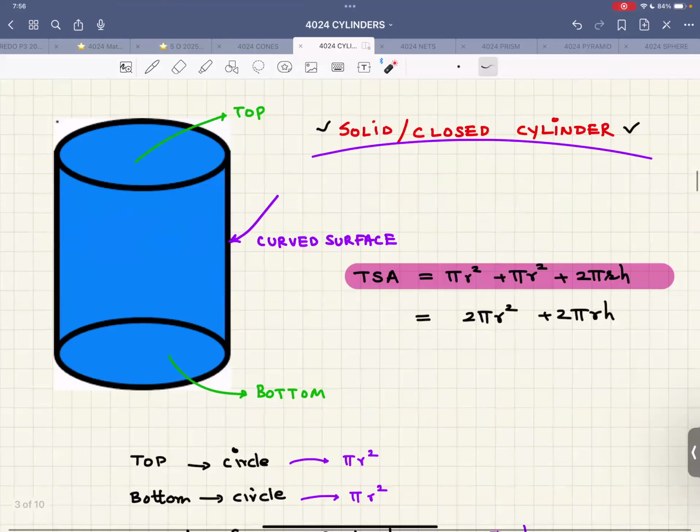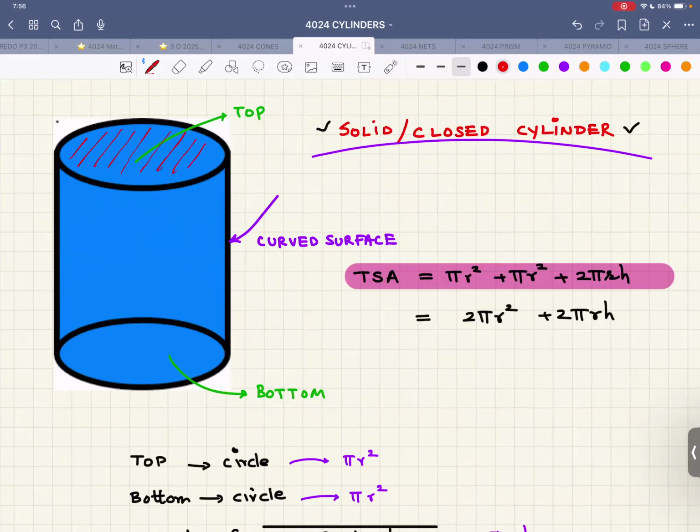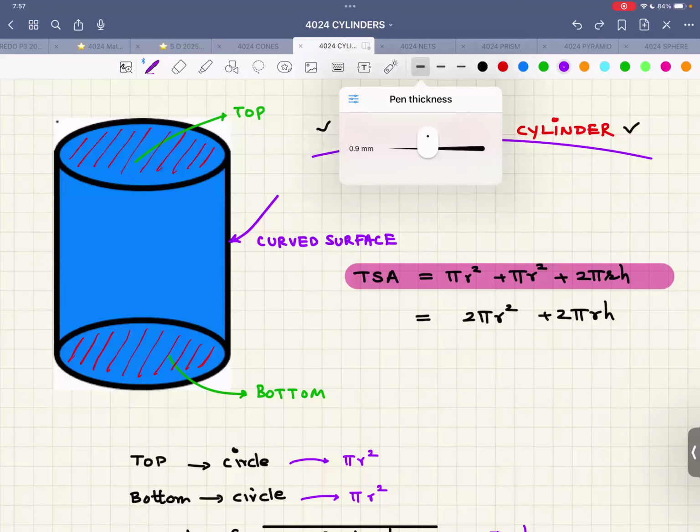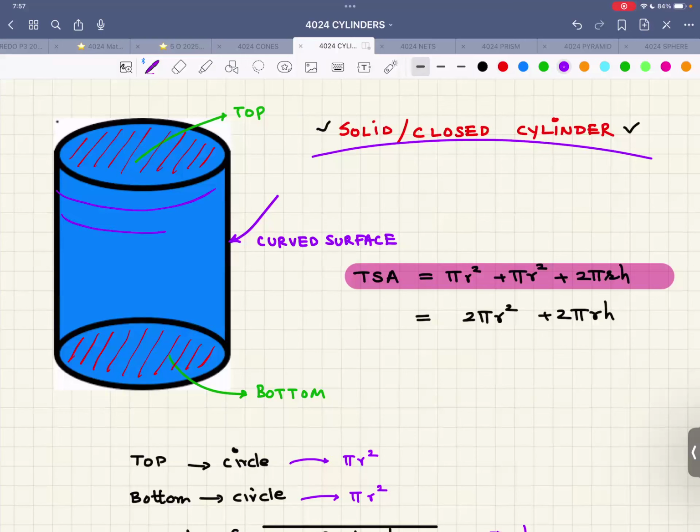Now, let's talk about a solid or closed cylinder. There is a top area. So let me focus on this. That is the top area, the red one. And then there is the bottom area. That's also a circle. And then there is the curved surface area. That's going like this. So let me just make it thicker so it looks better. This is the curved surface area, going all around. So the curved surface area is this one. And the top area is this thing.